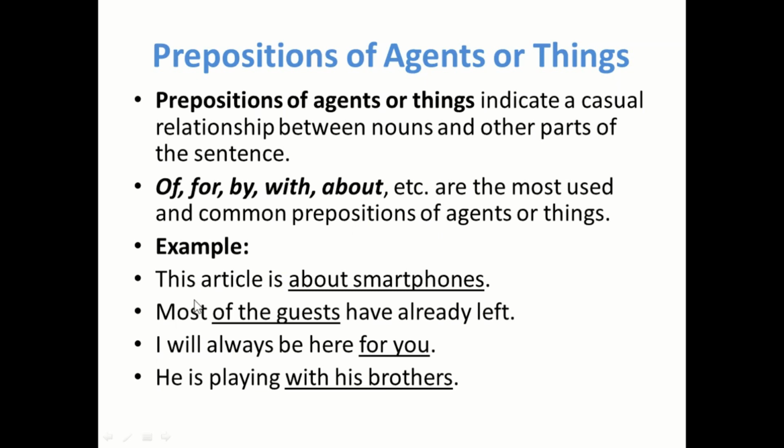For example, this article is about smartphones. About what? About smartphones. Most of the guests have already left. I will always be here for you. For whom? For you. He is playing with his brother. With is a preposition, with his brother. Playing with whom? With his brother.